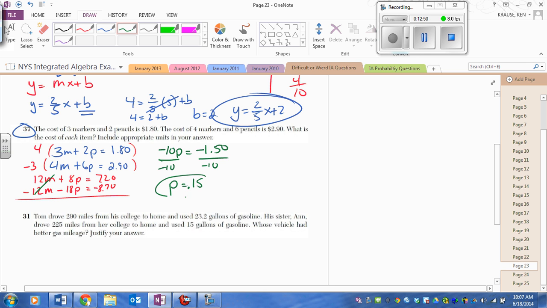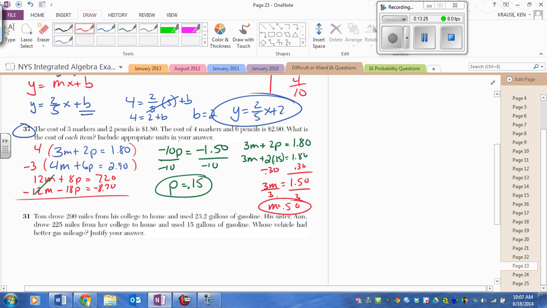Alright, so pencil was 15 cents. Now I just got to figure out what a marker costs. So I'll write down 3 m's plus 2 pencils equals $1.80. 3m plus 2 times 15 cents, $1.80. I'm running out of room, so you guys are going to have to bear with me. This is 30 cents. So I'm going to subtract 30 cents here. Subtract 30 cents here. I get 3 markers cost $1.50. Divided by 3, divided by 3, and I get a marker cost 50 cents.